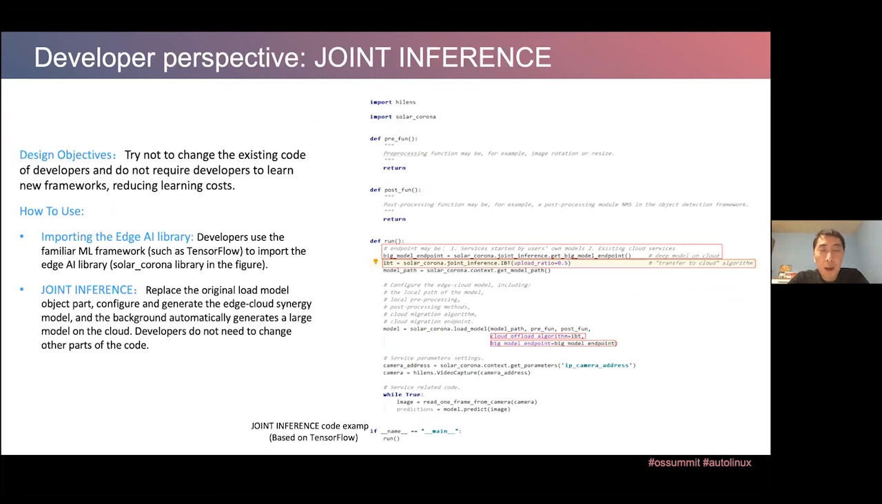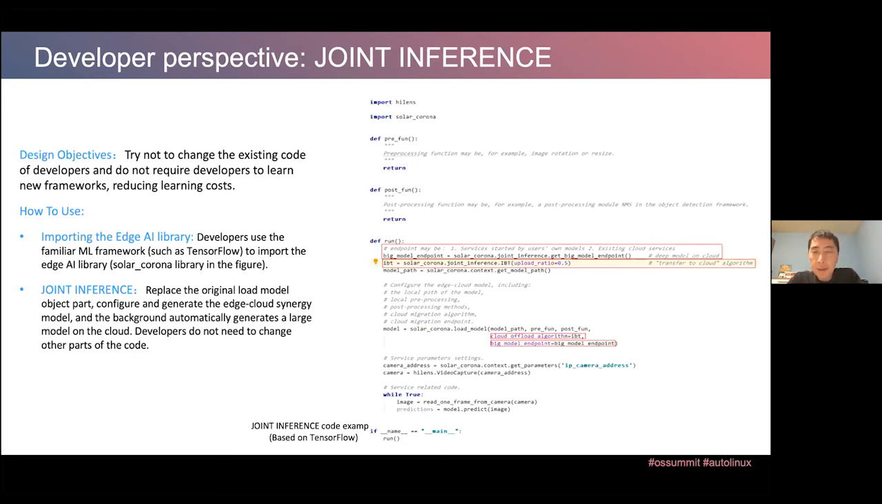As we mentioned, we are not targeting to invent a new AI framework. We are compatible with current AI frameworks, for example TensorFlow. The current example is a joint inference based on TensorFlow. You can see most of the writing is very similar to what an AI developer uses for TensorFlow inferencing. The only difference is we include our library and have this transfer-to-cloud algorithm.